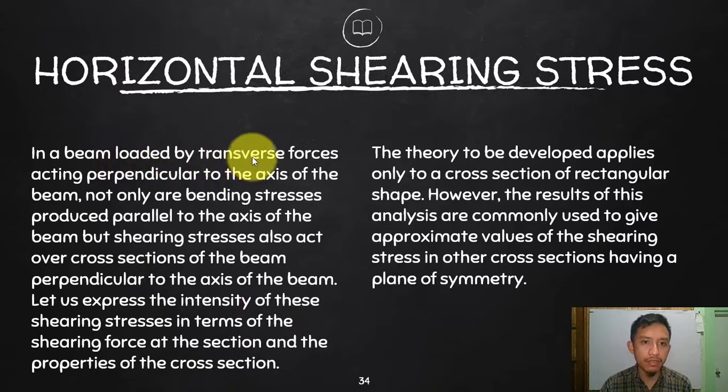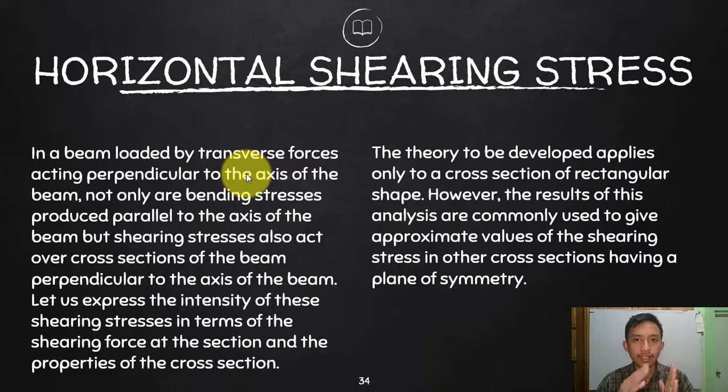In a beam loaded by transverse forces acting perpendicular to the axis of the beam, not only are bending stresses produced parallel to the axis of the beam, but shearing stresses also act over the cross section of the beam perpendicular to the axis of the beam. Let us express the intensity of this shearing stress in terms of the shearing force at the section and the properties of the cross section. Again, that is what I explained a while ago: together with the bending stress to resist the internal moment and internal shear, there should be an internal resistance, and one of that is your horizontal shearing stress.